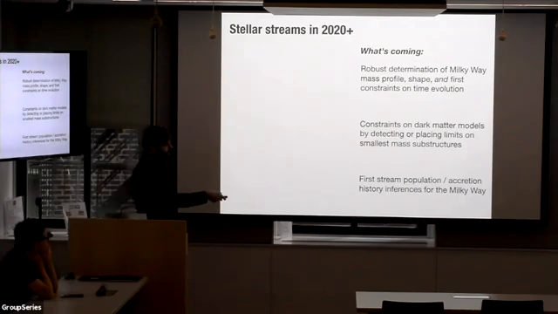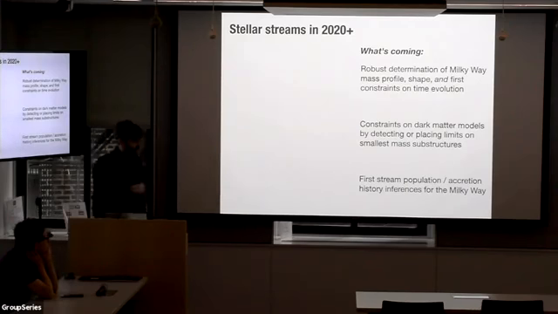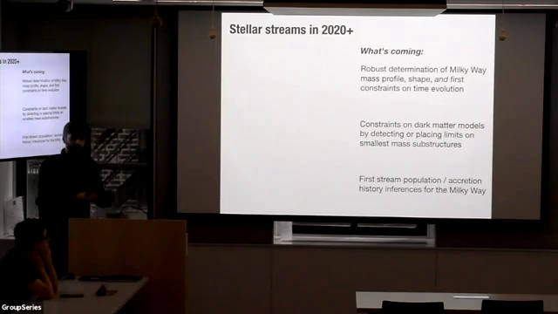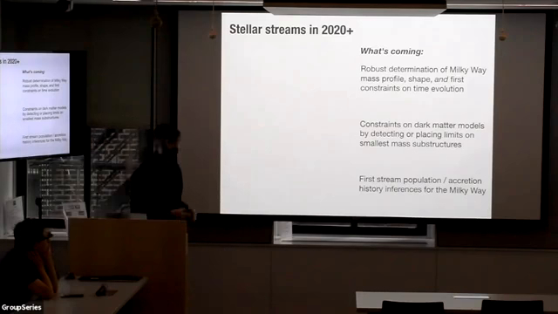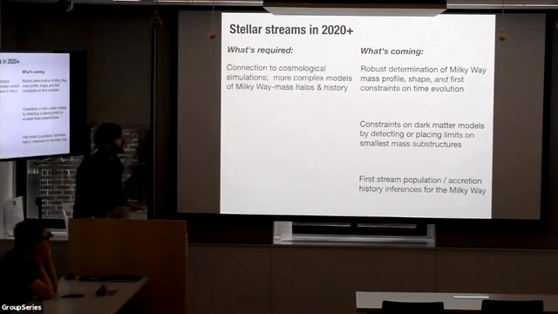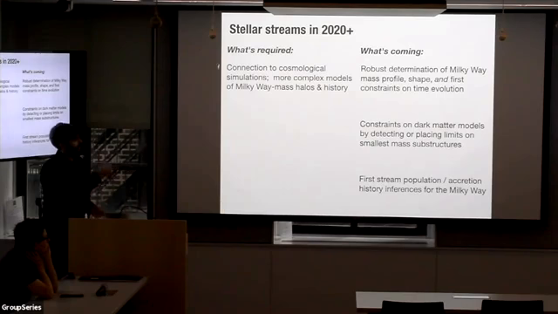And I think we'll be able to do the first stream population or accretion history inferences by pushing on automated stream detection so we can measure our detection efficiency, and by improving the simulations we have. The reason I think we're going to be able to do this is because we know what's required in order to be able to do this.